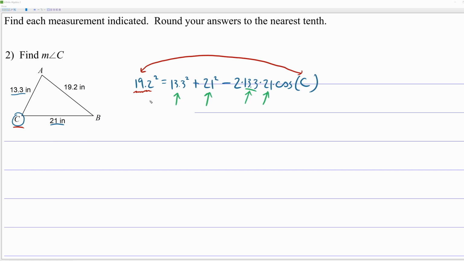So the main thing with the law of cosines is to know that the side that's on the left and the angle that's on the right inside the cosine function are across from each other. And then you can plug in all of the other sides appropriately, and it's actually not that difficult to memorize.